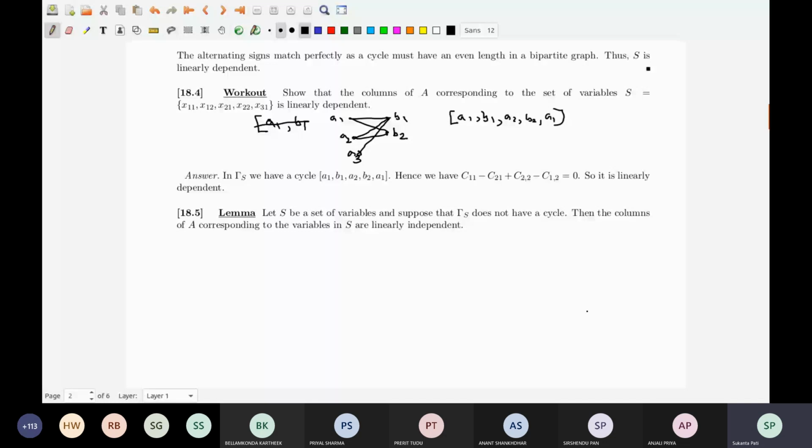So if gamma S does not contain a cycle, will it have a degree 1 vertex? A degree 1 vertex is also called a pendant vertex, and the pendant edge is also called a leaf. Will it have a degree 1 vertex, given that it does not have a cycle? The answer is yes.